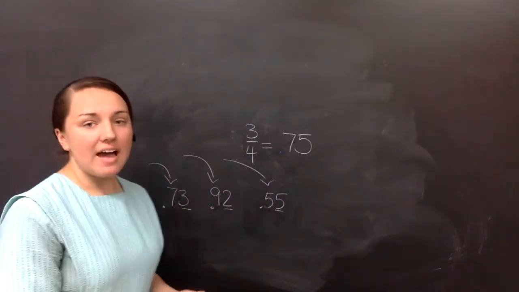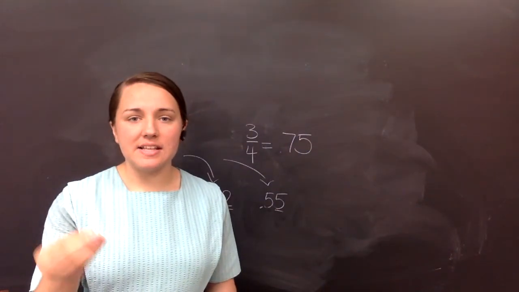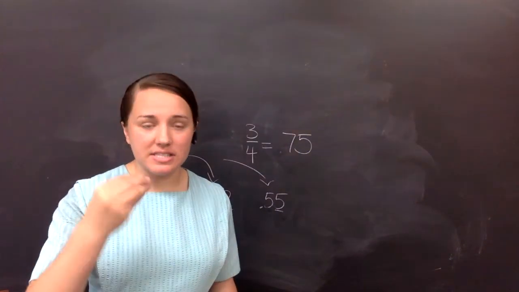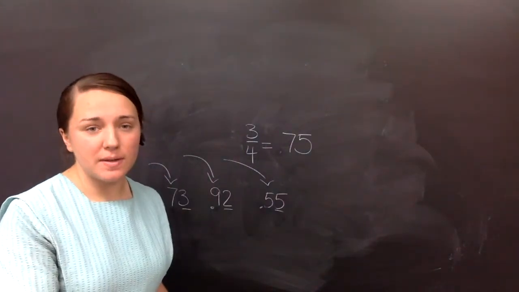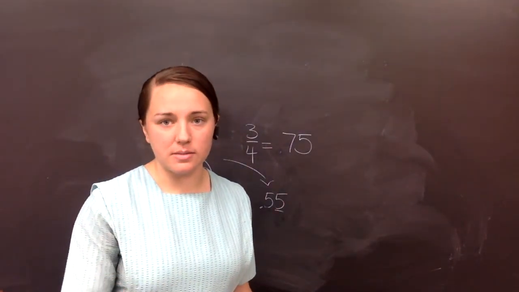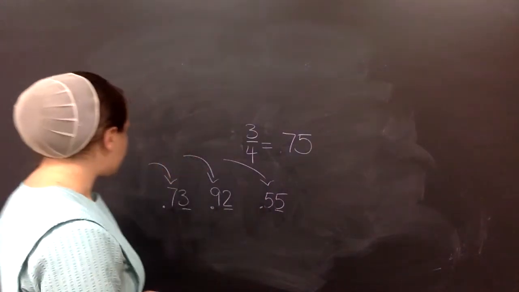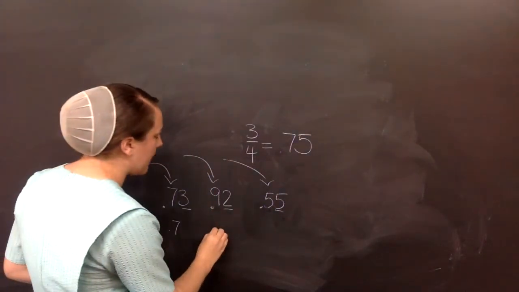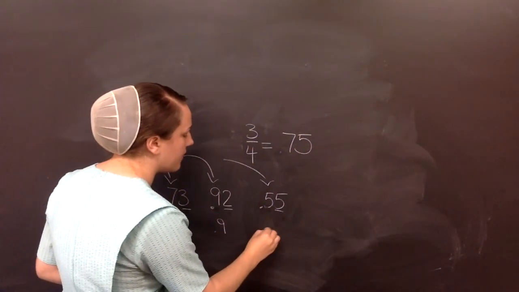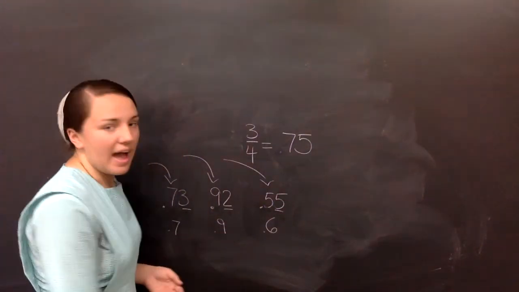So we have to have one more decimal place than the place that we're rounding. If we're rounding to the 10th place, we have to have a 100th place. If it says round to the 100th place, you have to have a 1000th place to be able to round it. So this would be 7/10 because this is a 3. Here we would have 9/10, and here we would have 6/10 because that is a 5.